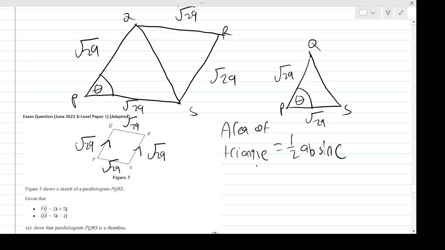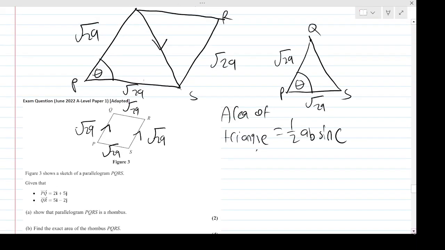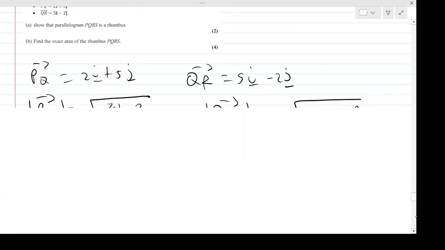Now, well, in order to find the angle theta, I need to either find another angle or find the diagonal QS. But actually, I can work out QS because I'm given the vectors. The vector QS then, I'll do it down here.